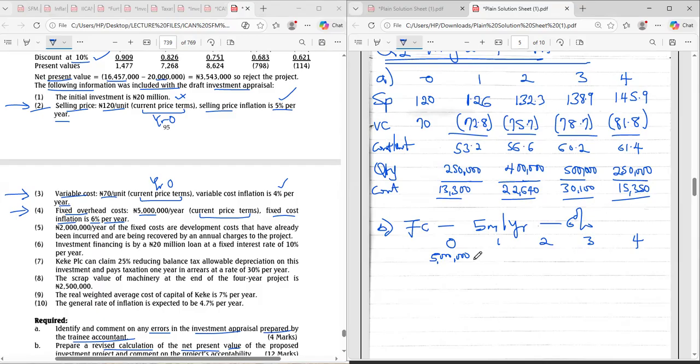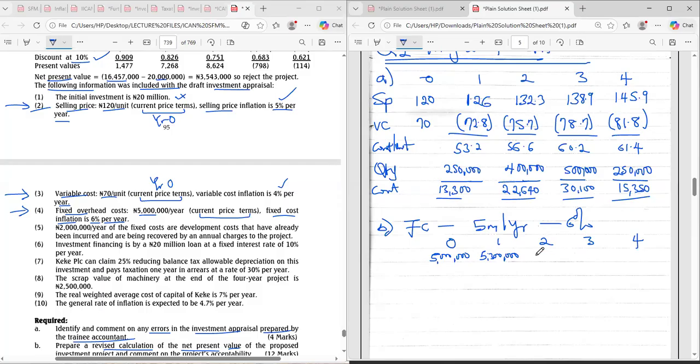5.3. 5 million. 5,300,000. It cannot be 530 million. You divide by 100. 5,300,000, right? Oh yeah, increase it by 6% again in year 2.